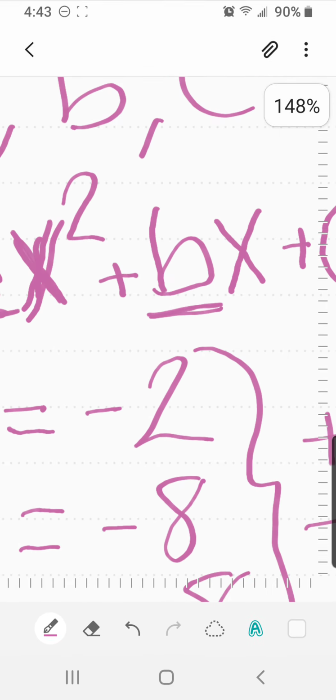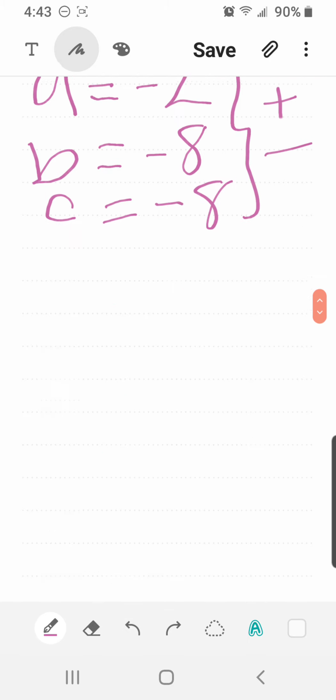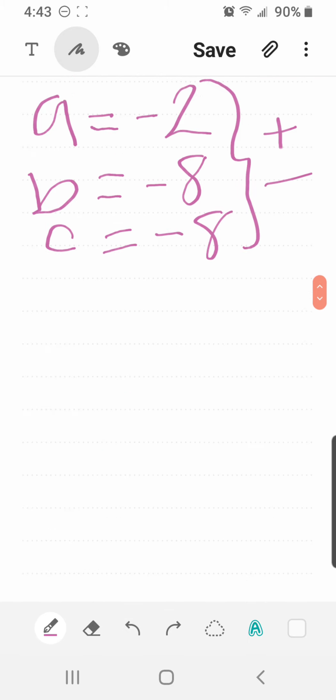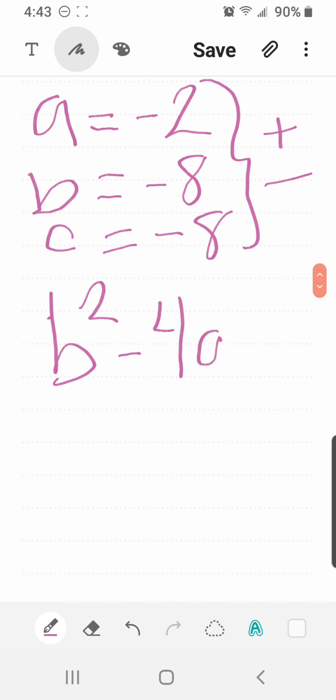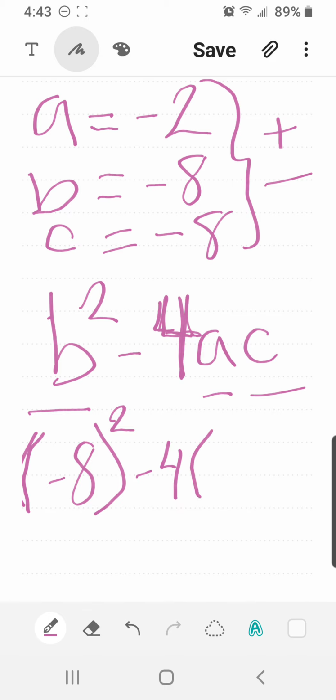So now, okay, my formula that I use for my discriminant always is B squared minus 4AC. It's always going to be 4. And we are just going to plug in my A, B, and my C. So for my B, I'm going to put -8 squared minus 4. My A is -2. And my C is -8.